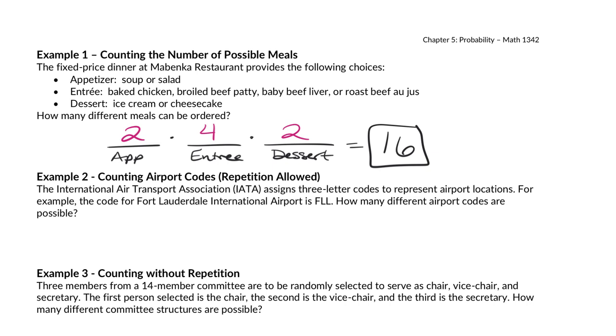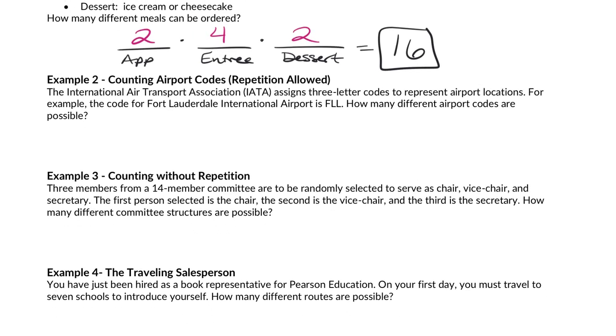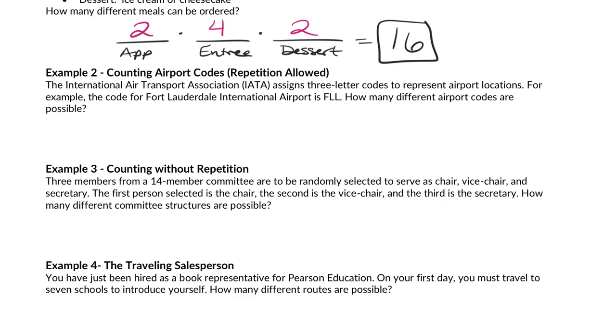Some other classic examples we have of counting like this is airport codes. This is when repetition of the object is allowed. So the International Air Transport Association assigns 3-letter codes to represent airport locations. For example, do y'all know the airport location for the airports here? DFW and, do y'all know what Love Field is? Oh, yeah. DAL. Both 3-letter combinations. So DFW and DAL are the 3-letter combinations that represent the airports in our city.